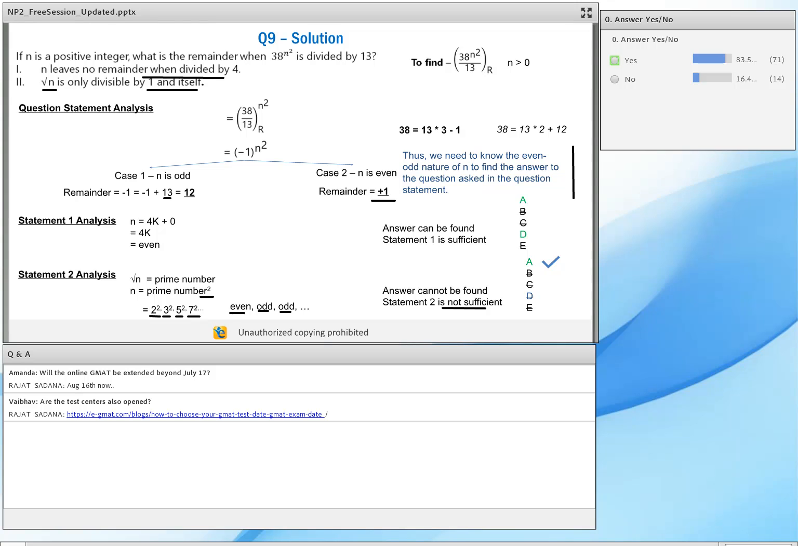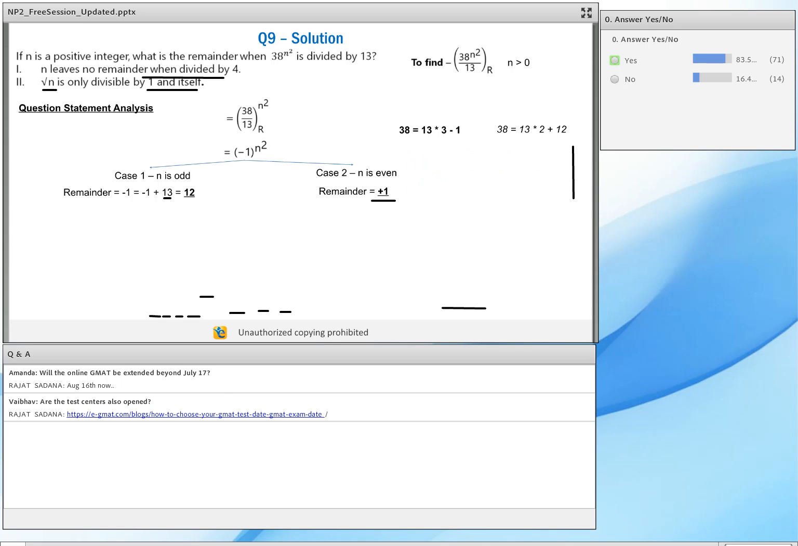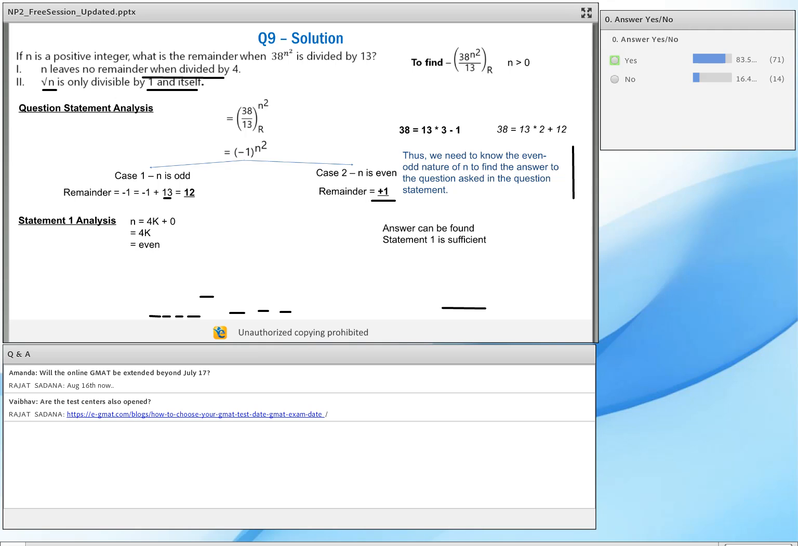Vanessa says, when you know A can be an answer, why do you automatically cross out choice C? Vanessa, the key is knowing what choice C is. Choice C says both statements are required. If you know that statement 1 can get you to a definitive answer, then you know that both statements are not required. Does that help you, Vanessa? Okay, so that's how you can cross out choice C.